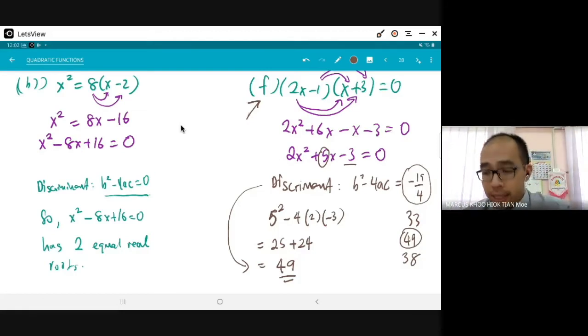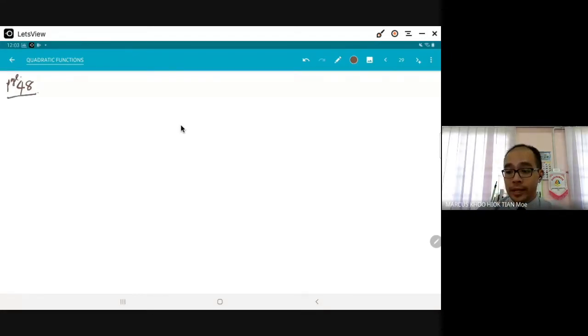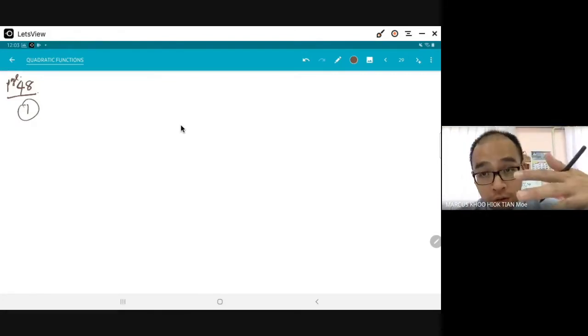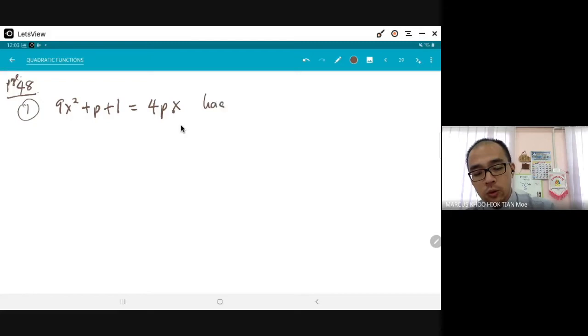Okay, the next thing I want you to know is take a look at page 48. Okay, page 48. Saya mau jawab beberapa contoh soalan yang melibatkan ini lah. So the first question, question number 1, dia cakap find the values or the range of values of P. So let's say 9x squared plus P plus 1 equals to 4px has two equal roots.